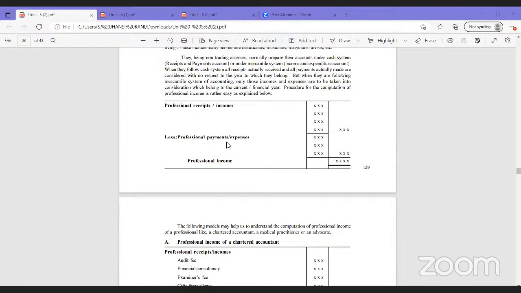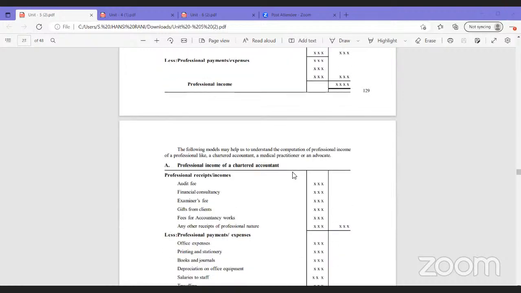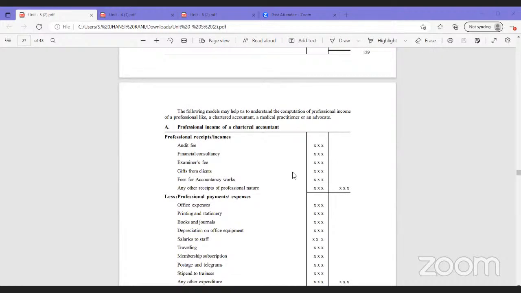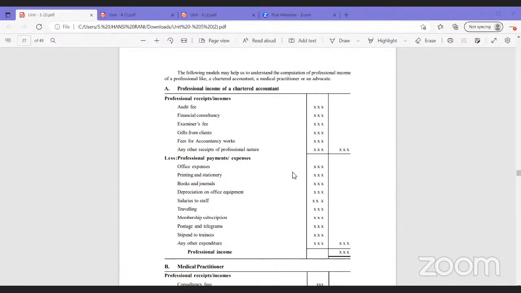So it's our duty to find out whether it is a professional income or not, and whether it is a professional payment or not. Depending on that, we will differentiate and take it in our format. As a chartered accountant, what will be his receipts? Audit fee. If he's a practicing chartered accountant, he will audit the accounts of different companies where he gets the audit fee. And if he provides financial consultancy to clients, he will get a financial consultancy fee.